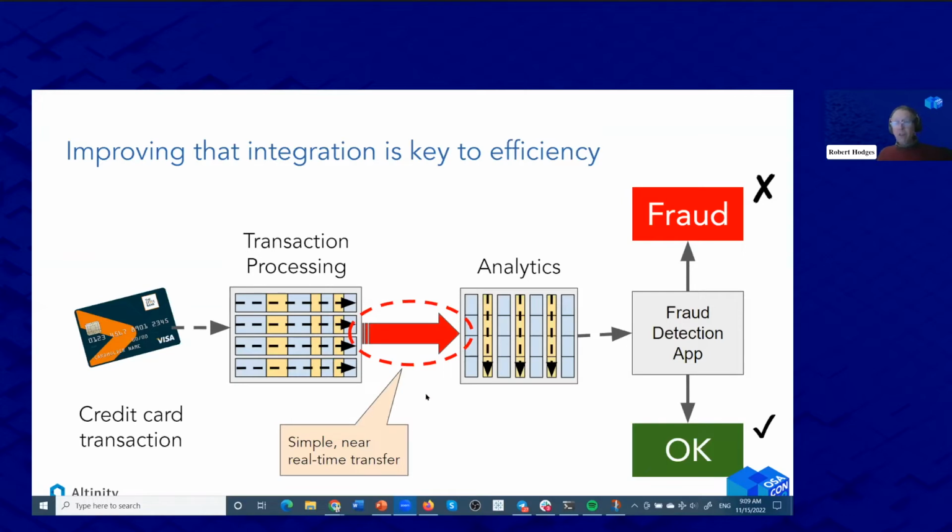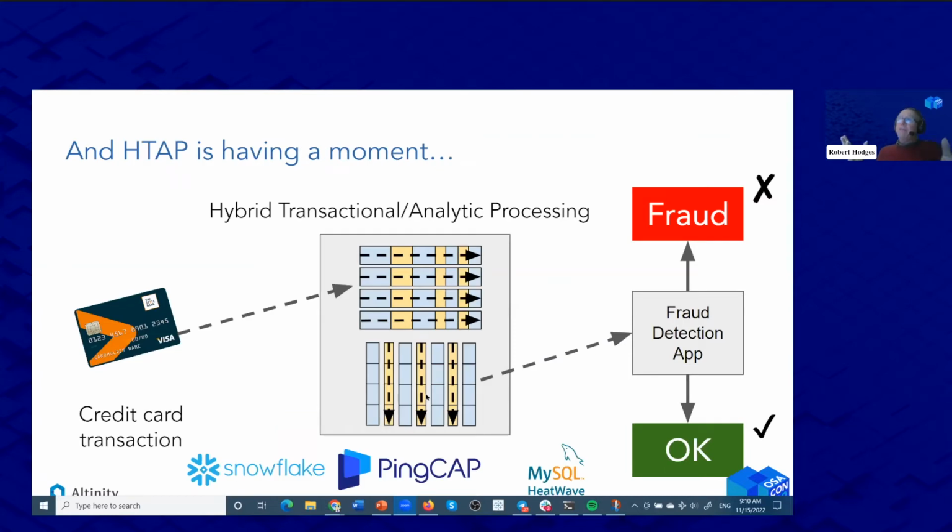But there's actually another really interesting trend that is occurring, which is, rather than have two separate databases, why not just combine the row store and the column store in a single database? This is what we call HTAP. It's hybrid transactional analytic processing.